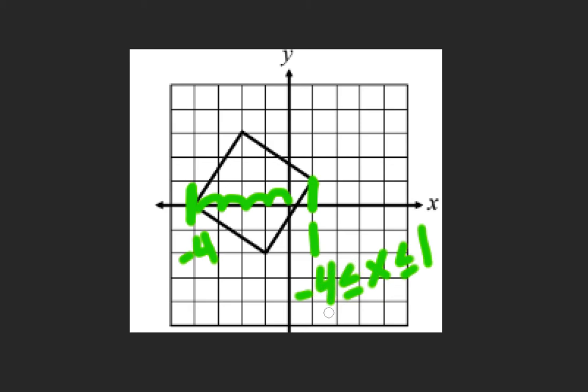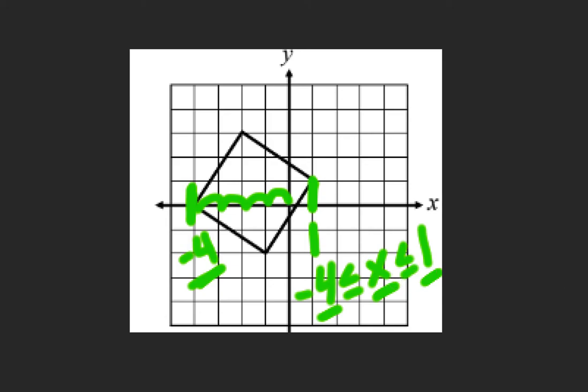Notice how this number coincides with the furthest left. This number coincides with the furthest right. And then the letter X goes in the middle because that's going to be our domain. Remember, domain is always going to be our X value.